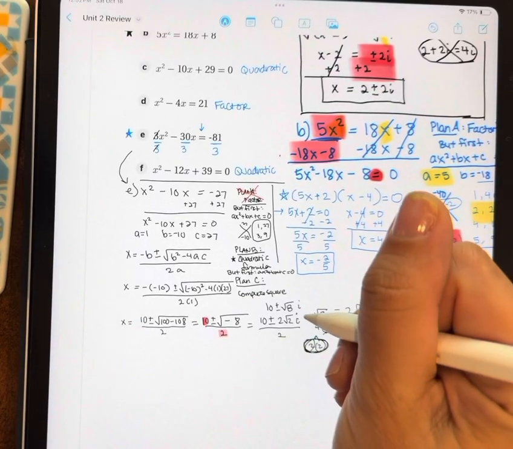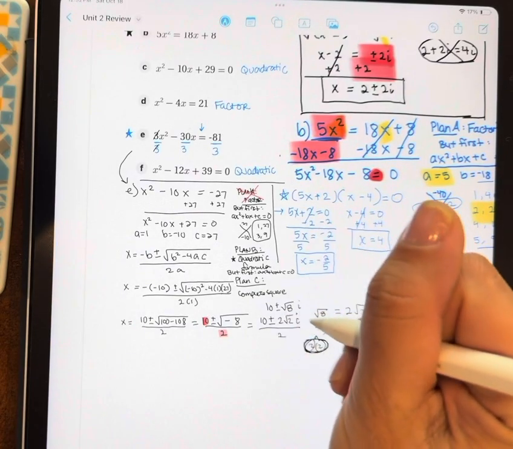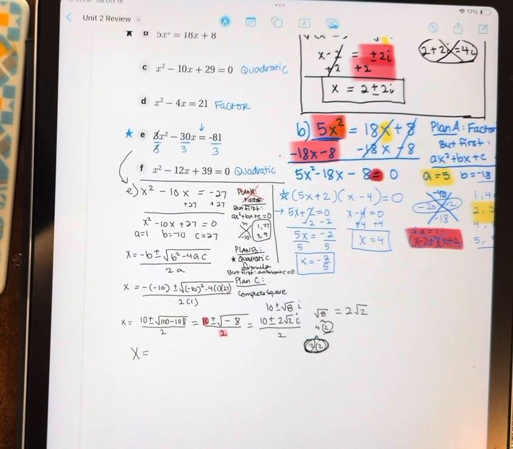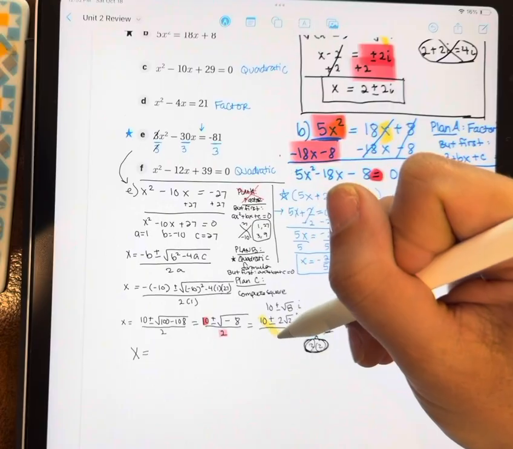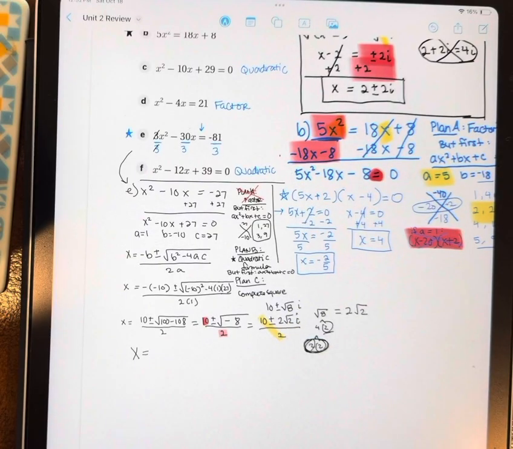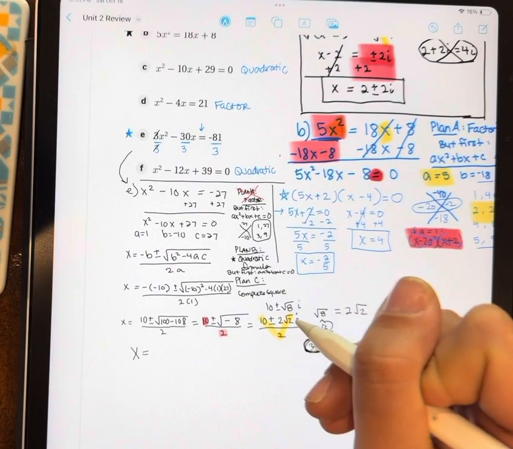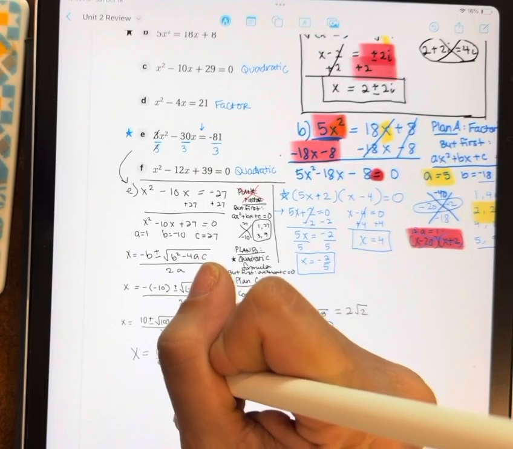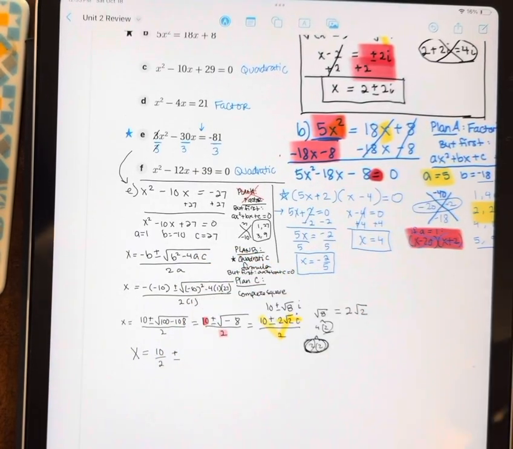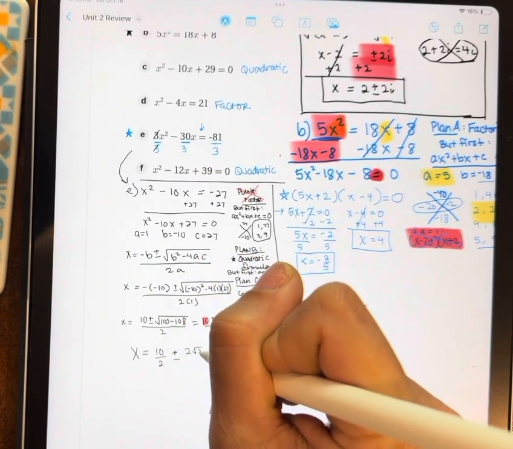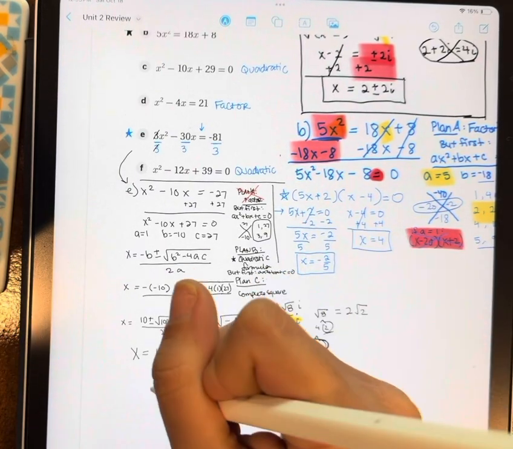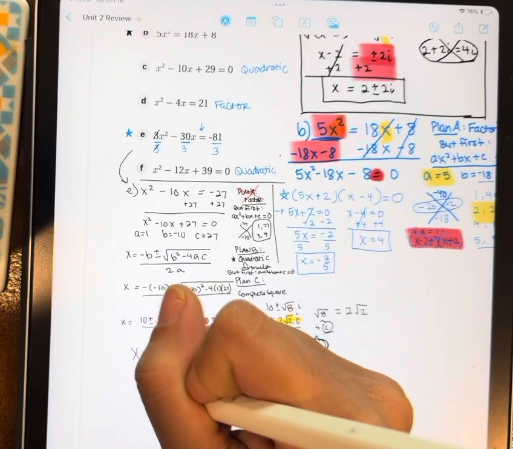And now, because of the presence of this i, I must break this fraction up. And I break it up like this. So the 2 belongs to everybody in the numerator, the 10 and the 2 rad 2i. So this is 10 divided by 2, plus or minus 2 rad 2i divided by 2. Okay? And then 10 divided by 2 is 5.